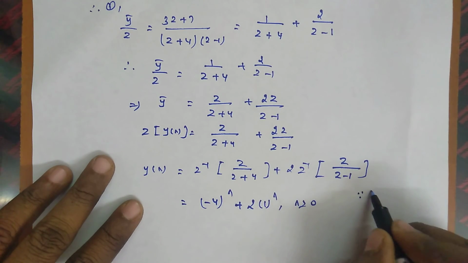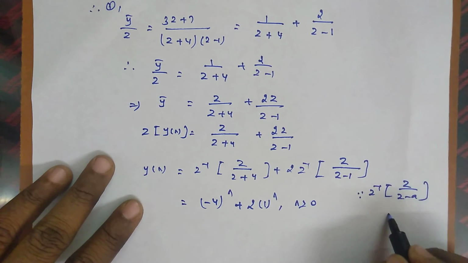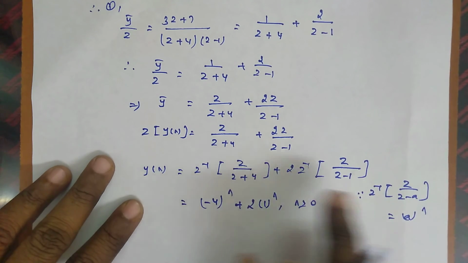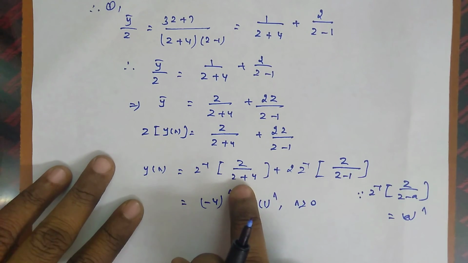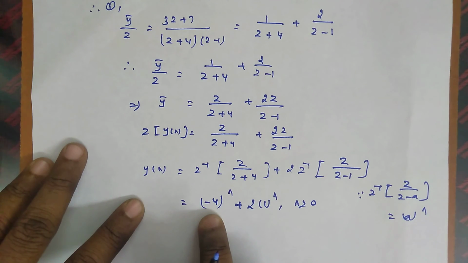Here what is the result? Z inverse of z by z minus a, the answer is a power n. So in the place of a here we are having minus 4, so instead of minus here it is plus. So minus into minus we can make this one. So the result is minus 4 power n.